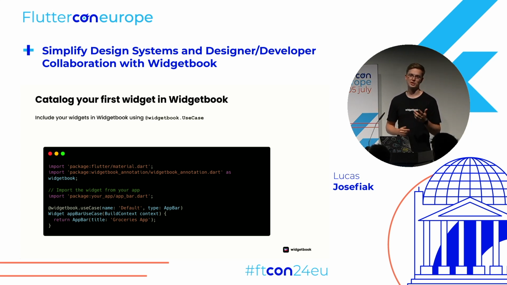And what's now important is that you need to mock all the required parameters for that AppBar. In our case, the required parameter is title, and you got to provide the mock. In our case, it's just a string, so we wrote "Groceries App" as a mock. That's all you got to do.